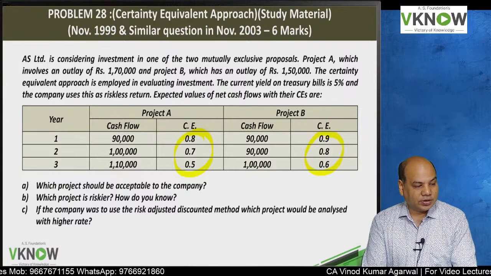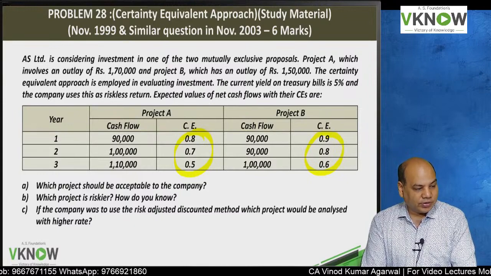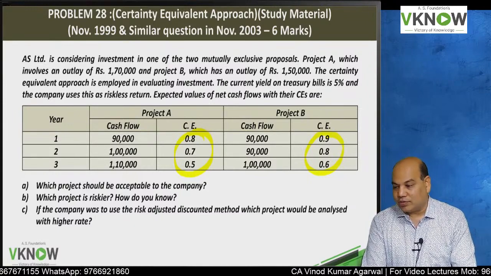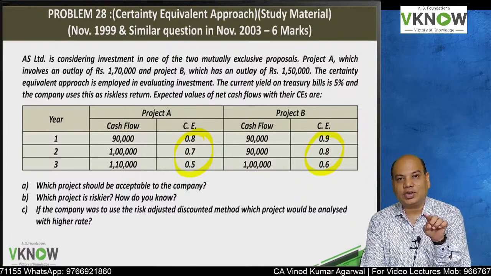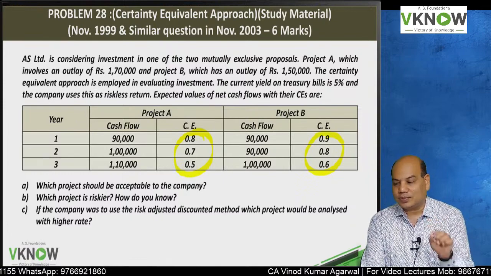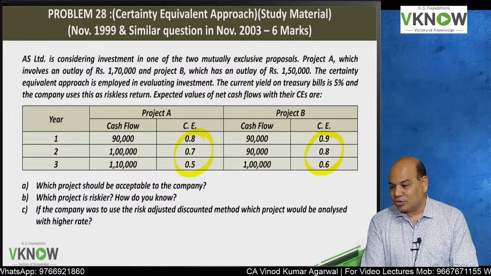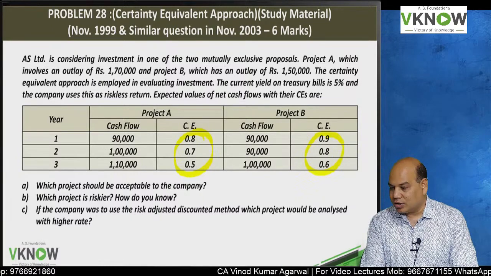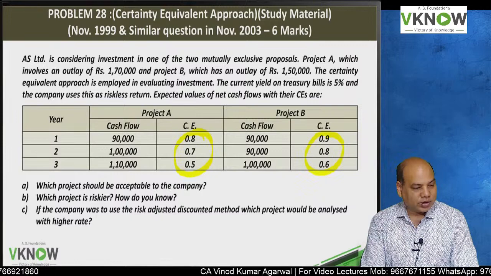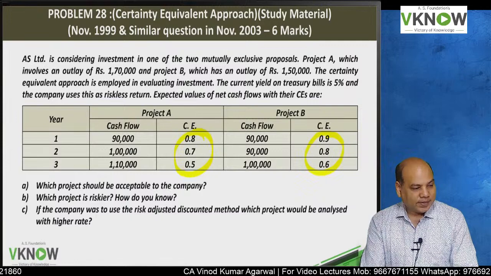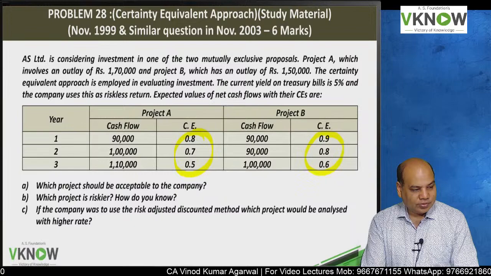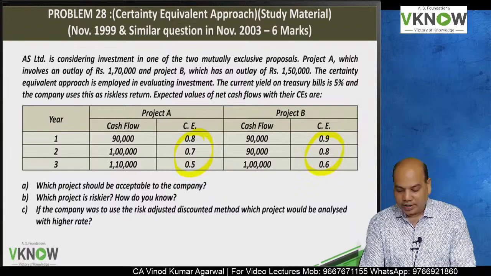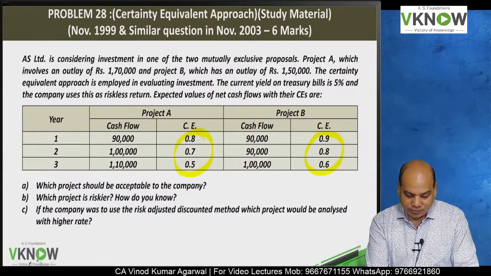Yes, Rajesh, you are right. Now tell me which project is riskier. The answer is already there in the question. No calculation required. Look at the CC column and tell me project A is riskier or project B is riskier. Most of you have replied A. A is the right answer.